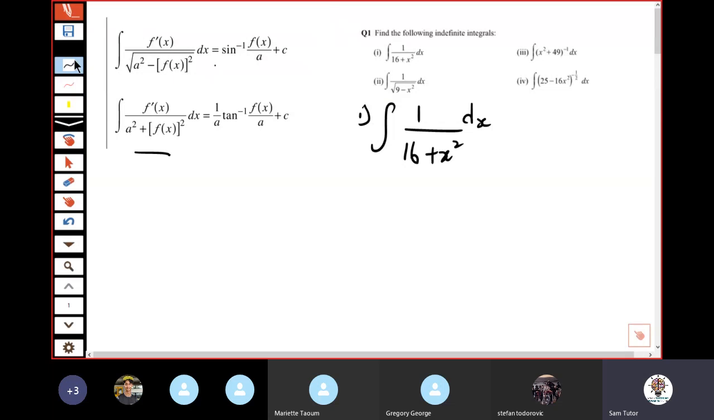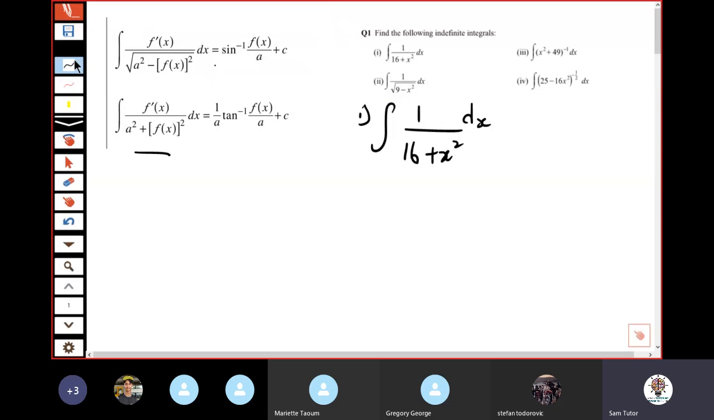Part iii, integral of x squared plus 49 to the power of -1. Well, we don't use -1. We're going to make it 1 over x squared plus 49 dx. And then, of course, this is again an inverse tan. So the answer just becomes 1 over 7 inverse tan x on 7 plus c.